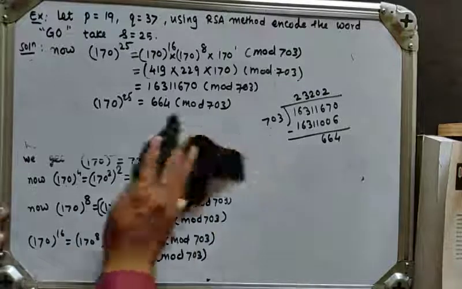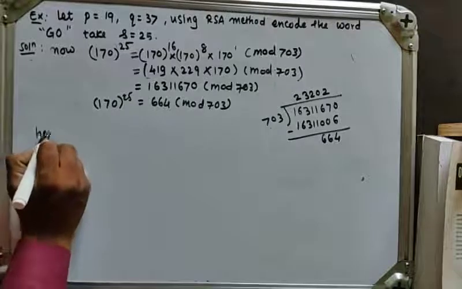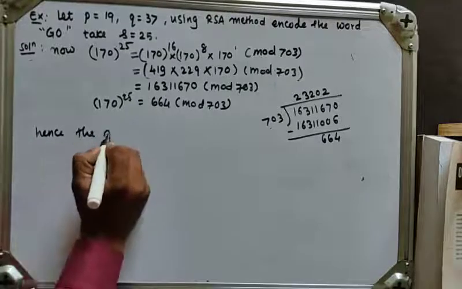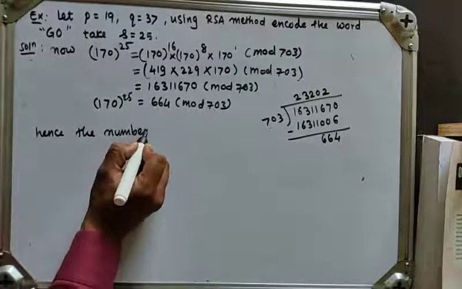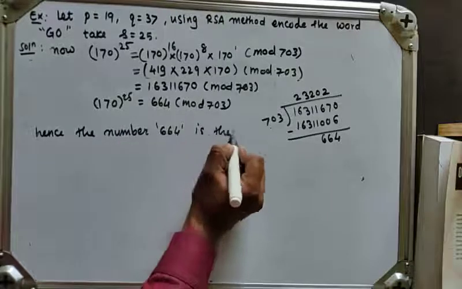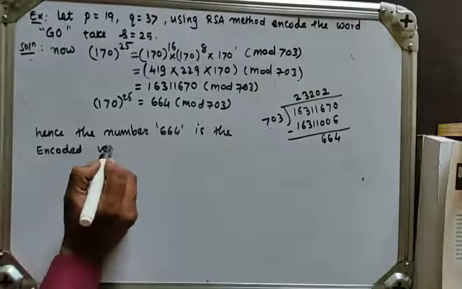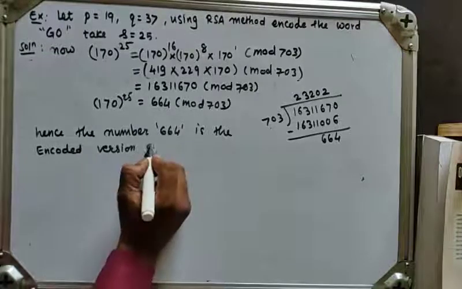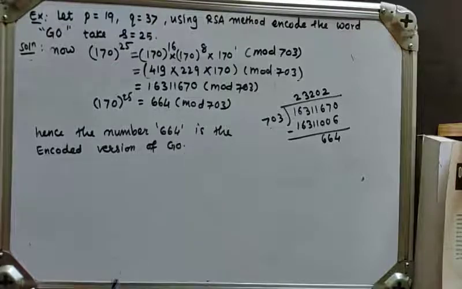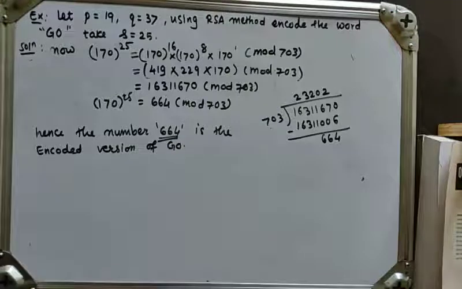So the solution is, hence, the number 664 is the encoded version of GO. It is sent to the receiver. So the word is 664.